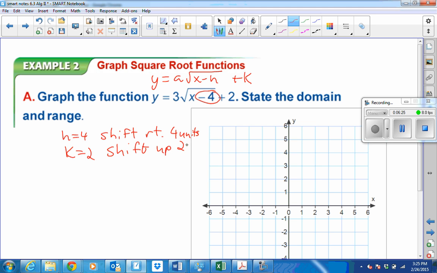Now those values just gave us the starting point, or you can see it as the vertex of the square root function. So it went to the right 4 and it went up 2. That's going to be our starting point. Now what happens with that 3? It's stretching it. So if a equals 3, we have a vertical stretch of 3.